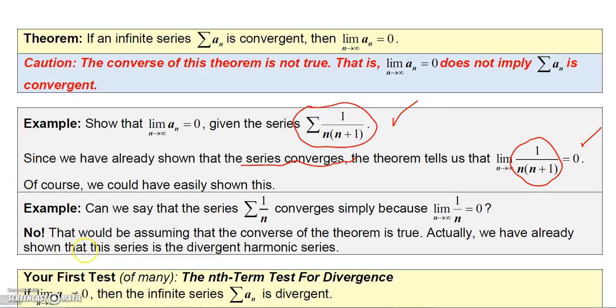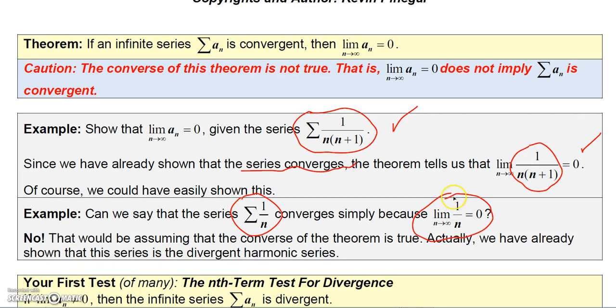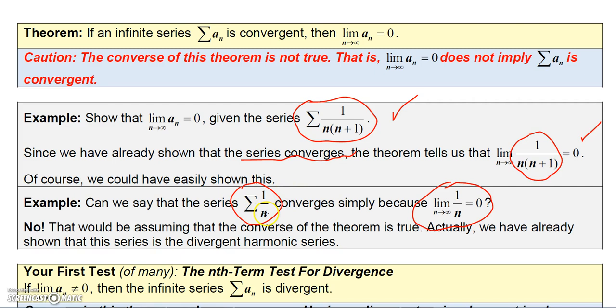But does it go the other way? Can we say that this series converges simply because the limit of its nth term is 0? We know the limit of this nth term is 0, but here's where we have to be careful. This theorem doesn't go the other way. Just because the limit of the nth term is 0, it doesn't mean that the series converges, because the theorem doesn't say that. If you'll remember, the series 1 over n is the divergent harmonic series. So that would have gotten us in trouble if we had tried to take this theorem the other direction and said that series converges. We would have gotten it wrong.